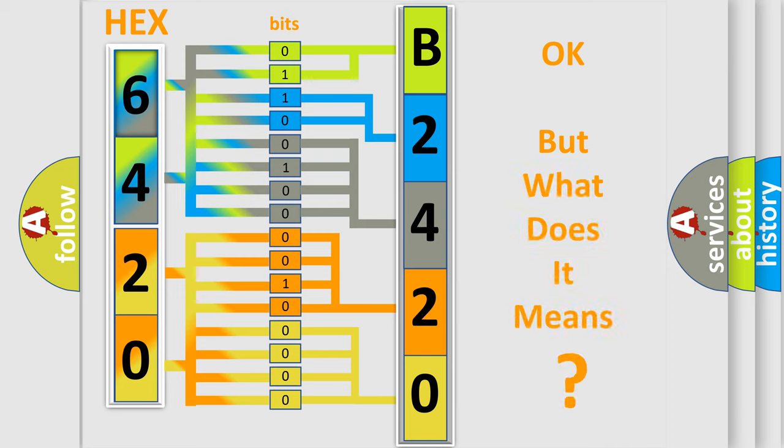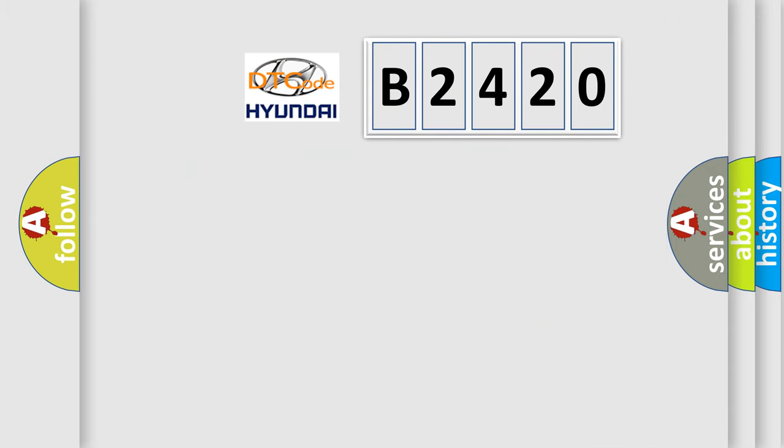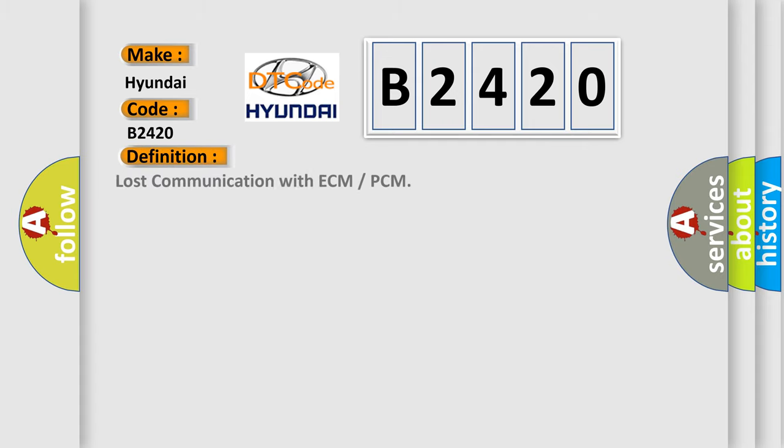The number itself does not make sense to us if we cannot assign information about what it actually expresses. So, what does the Diagnostic Trouble Code B2420 interpret specifically for Hyundai car manufacturers? The basic definition is lost communication with ECM or PCM.